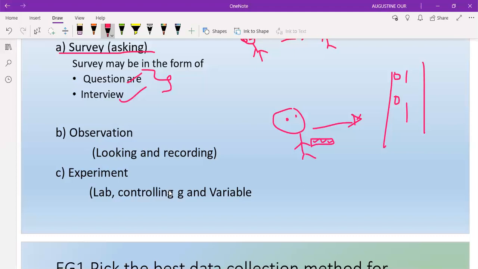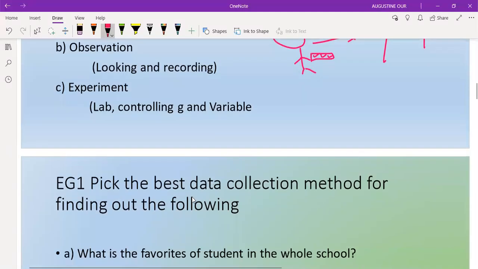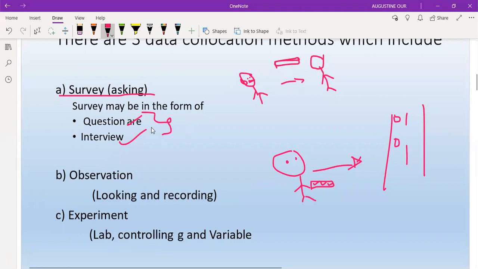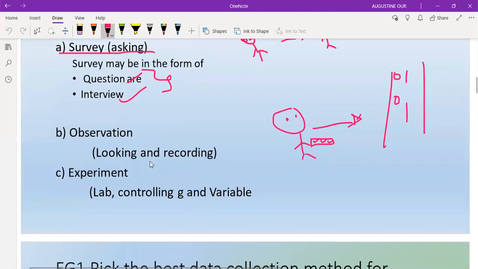In observation, you don't influence, you don't interfere, you just look, okay? So that's the difference. In observation, you just look. In an experiment, you interfere with the system. And that is it. So we have survey: you ask questions. Observation: you look with your eyes. Experiment: you interfere and then you get the results, okay?